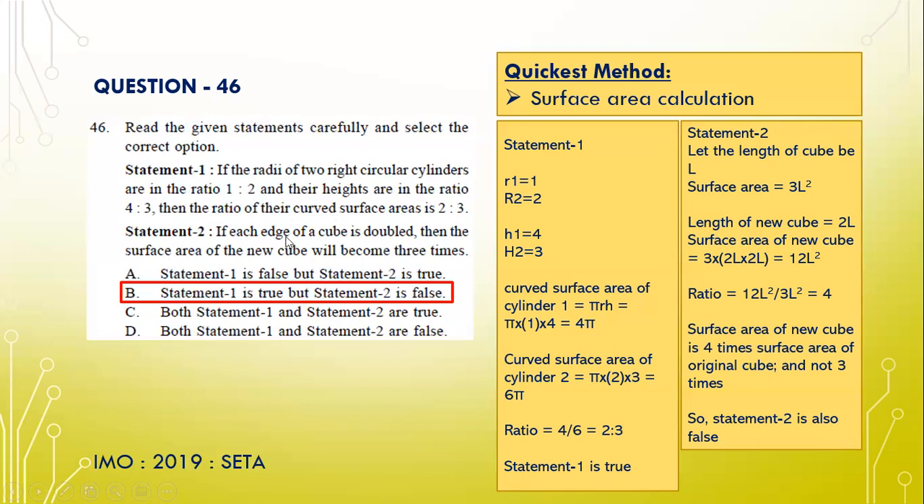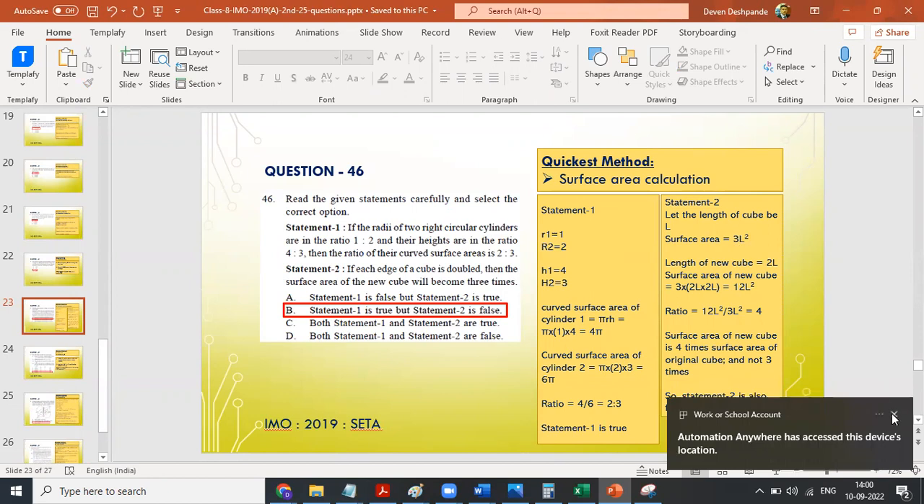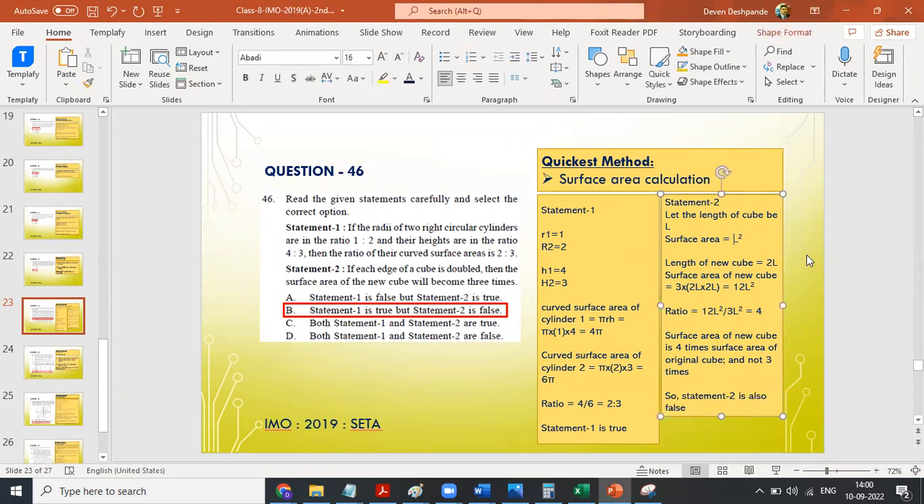Statement 2: If each edge of a cube is doubled, then the surface area of the new cube will become 3 times. Let's see. Let the length of the cube be L. The surface area will be 6 times L square, isn't it? Because the cube has 6 faces. So it will be L square plus L square plus L square plus L square plus L square plus L square, 6 faces in it.